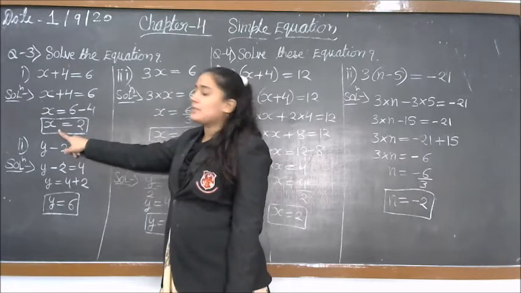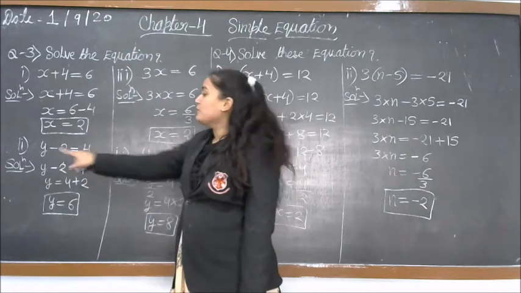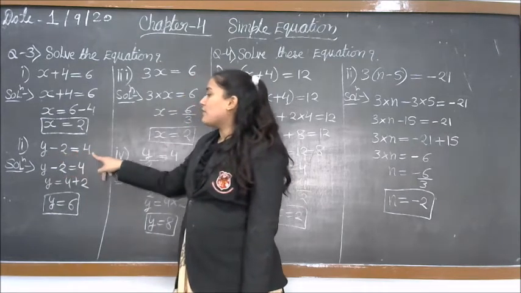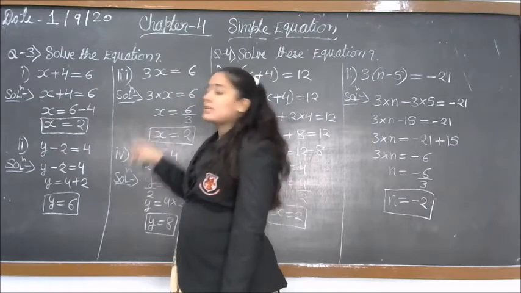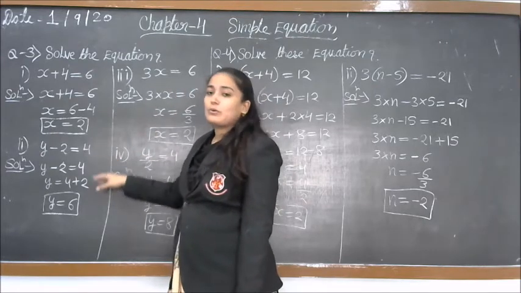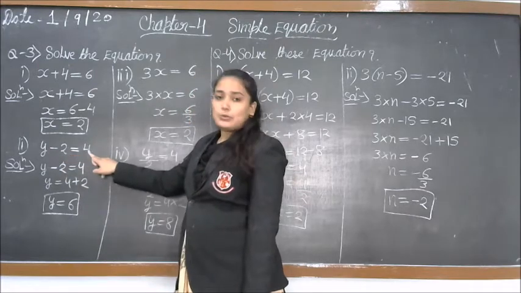So the final answer is x equals 2. Now second question, y minus 2 equal to 4. These are the four questions, the type of equation that we have to solve. Y minus 2 equal to 4.